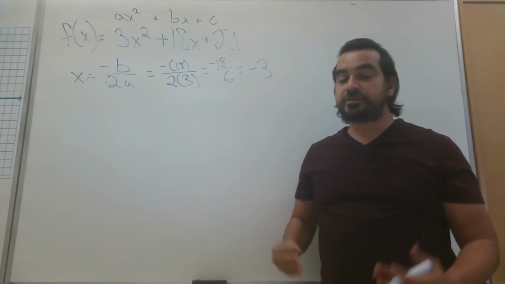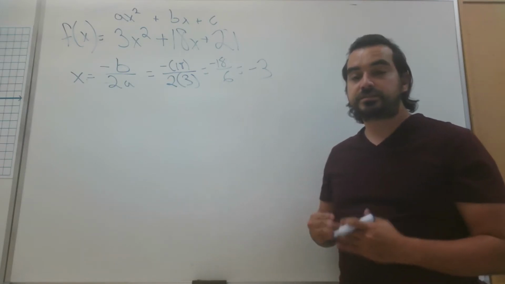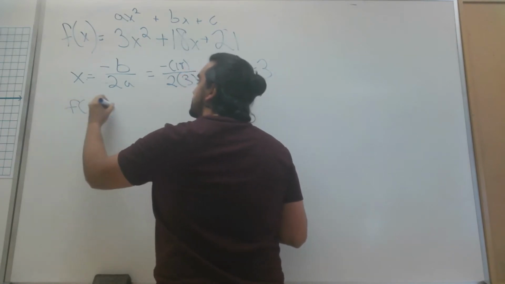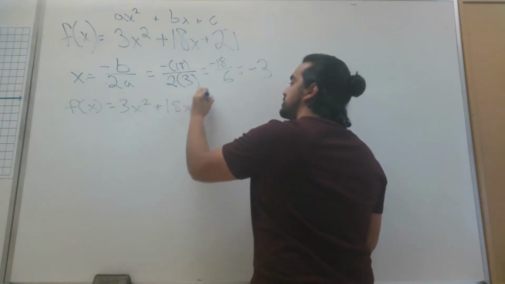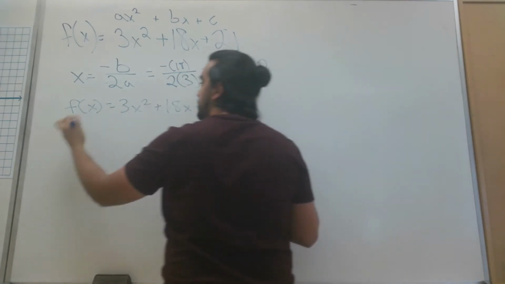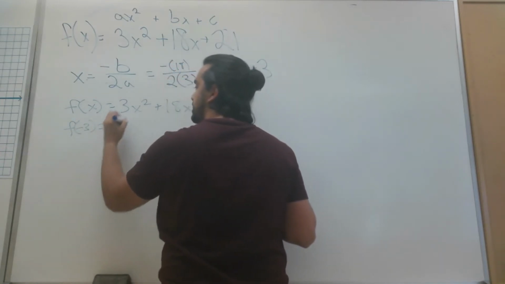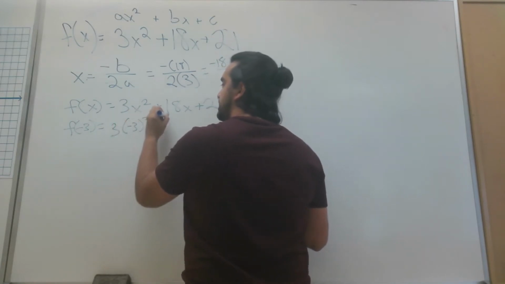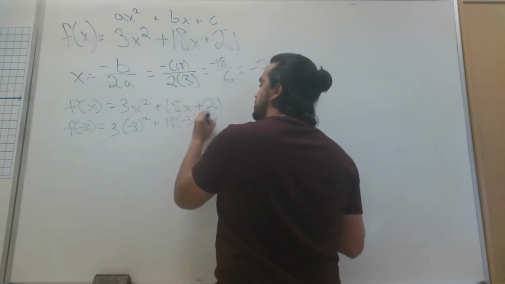To find the maximum or minimum, remember, we're going to substitute our axis of symmetry. So we have the function f of x is equal to 3x squared plus 18x plus 21. And remember, we're going to substitute negative 3 in for x. So f of negative 3 is equal to 3 times negative 3 to the power 2 plus 18 times negative 3 plus 21.